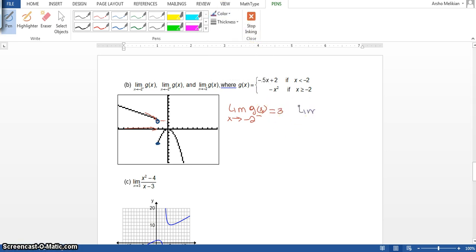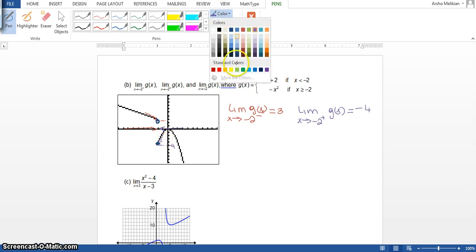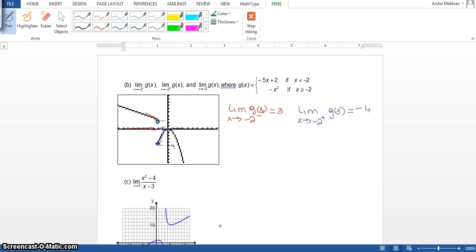From the other side, from the right side, as x approaches negative 2 from the right side of g of x, so as I approach negative 2 from here, what is my graph doing? It's going down to what value? Negative 4. Now, you can see here that the left-sided limit and the right-sided limit do not match. Therefore, the limit of g of x as x approaches negative 2 does not exist.